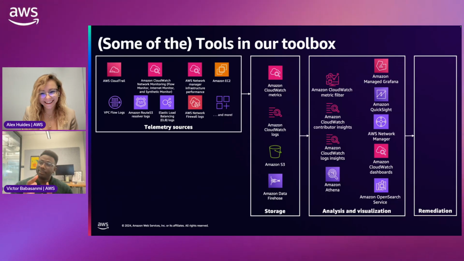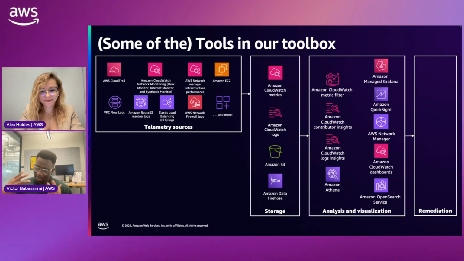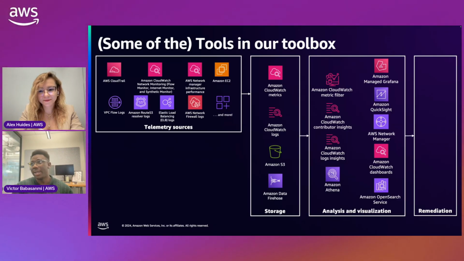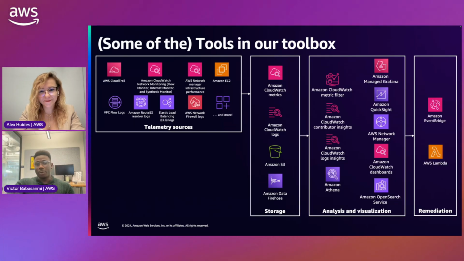Okay, and analysis and visualization. I'm going to touch on a few things here, but we have things like metric filters for you to generate metrics from your logs, contributor insights, logs insights, Athena, which you can use to query those logs. And then if you want to have dashboards, we have things like CloudWatch dashboards, OpenSearch, Grafana, that you can use on AWS. Also, if you have partner solutions, you can build your visuals on those tools as well. And then if you want to take automatic actions, you can remediate them with tools like Lambda and Co.